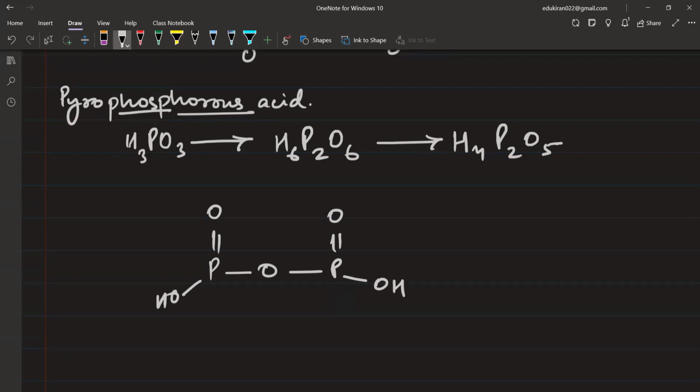Now see what is remaining. What is remaining now? Oxygens are done. 3 and 2, 5. We have 2 hydrogens remaining. So one phosphorus will get 1 hydrogen, the other phosphorus will get another hydrogen. Can everyone else please tell me? All of you wrote this?